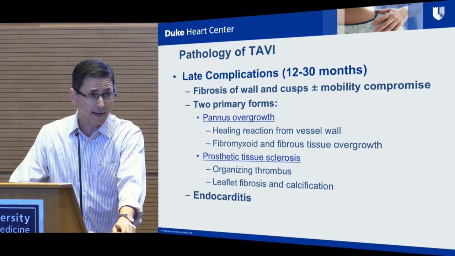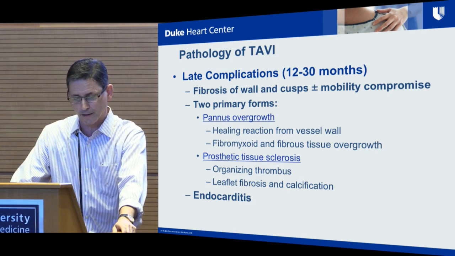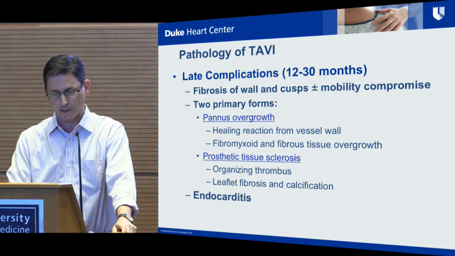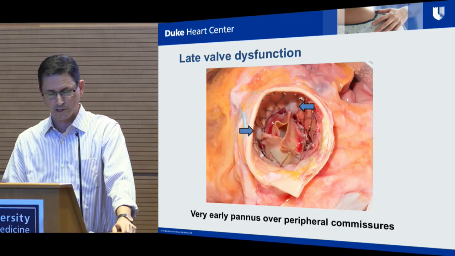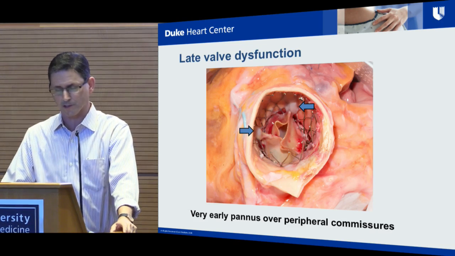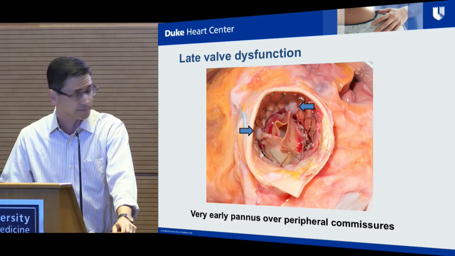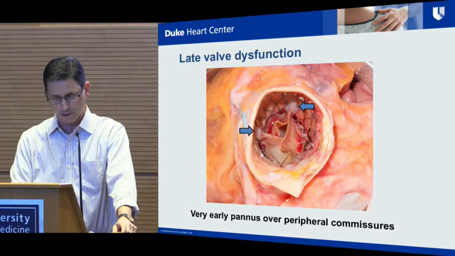But we look for things like pannus overgrowth, prosthetic tissue sclerosis, and then also endocarditis, which can be a late complication. Here's a very early pannus overgrowth. You can see it's just beginning to overgrow the commissures, that white tissue. It's similar to neointimalization of coronary stents. The leaflets themselves still look good.